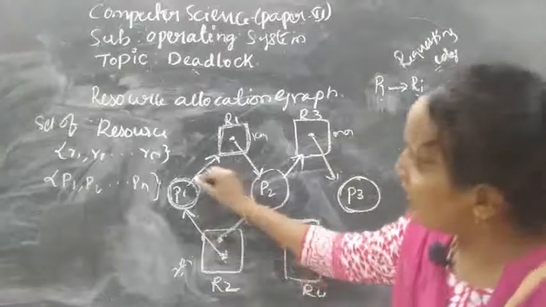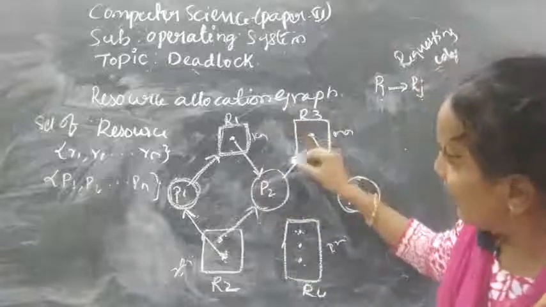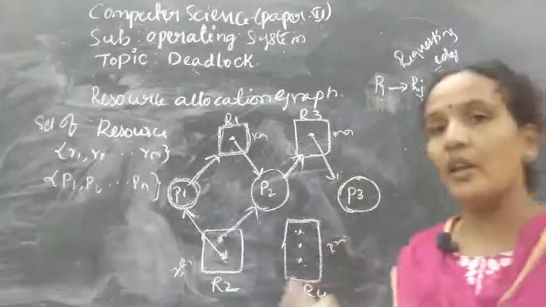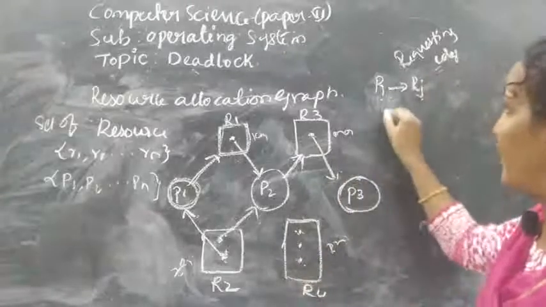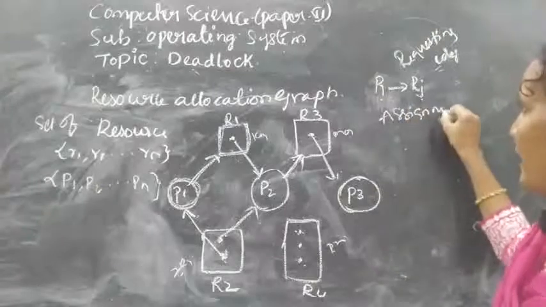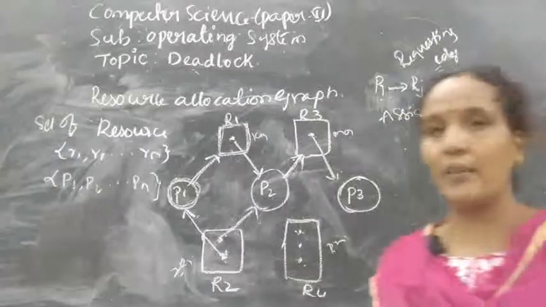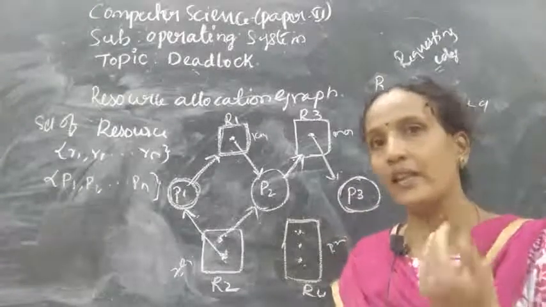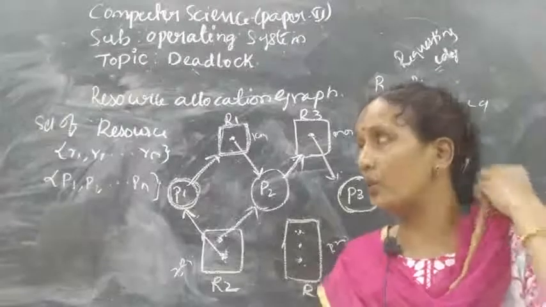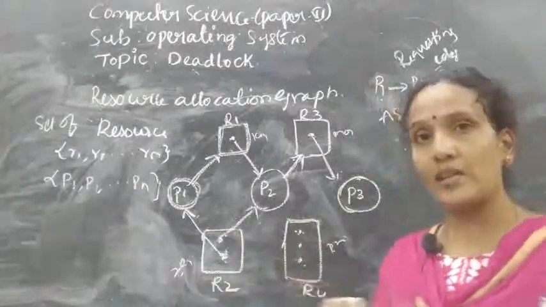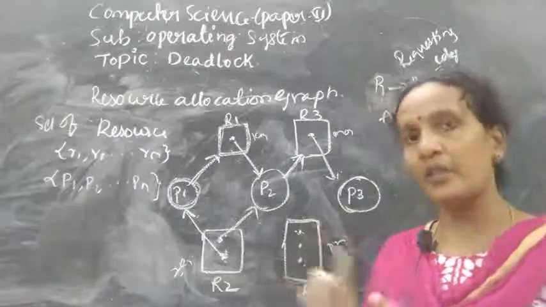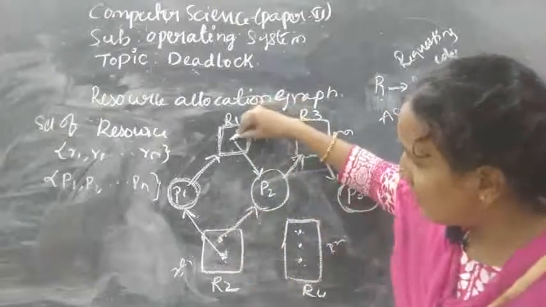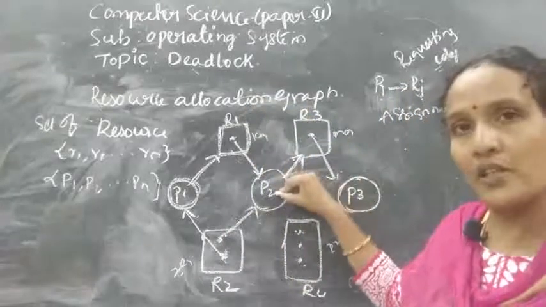This is called a requesting edge, and this is also a requesting edge. And here P3 is not requesting, you can see this. Now, one more is there, that is the assignment edge. What is the assignment edge? For example, if the process is requesting a resource and that resource is allocated to that process, given to that process, then that is also a directed edge, called an assignment edge. Here this resource is allocated to the process P2.